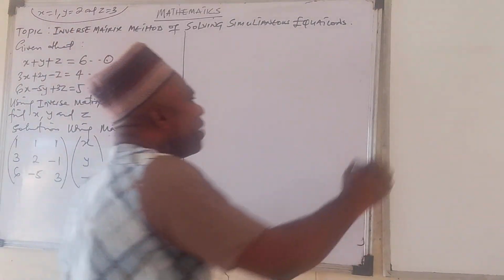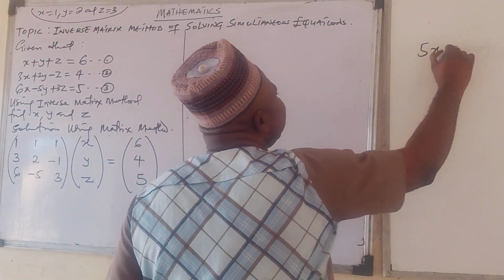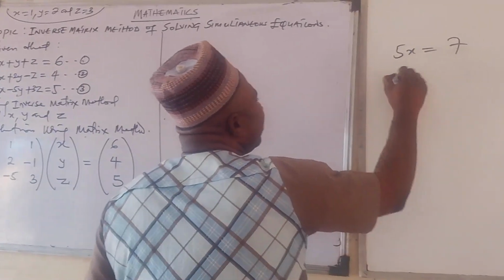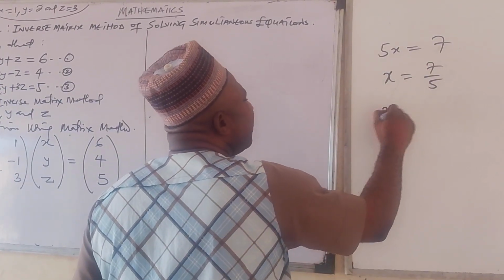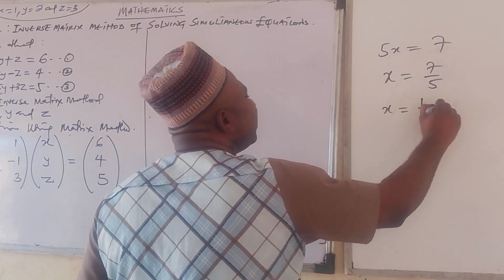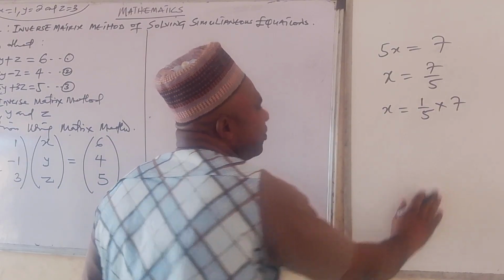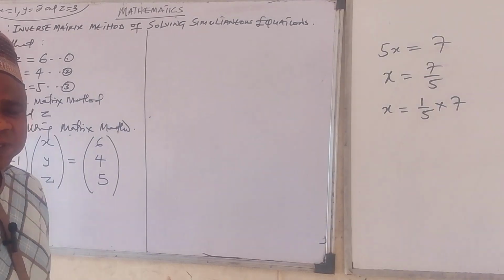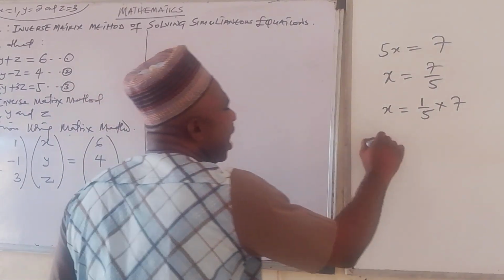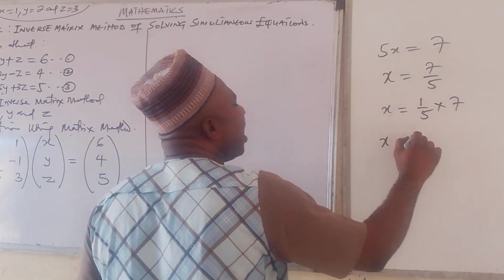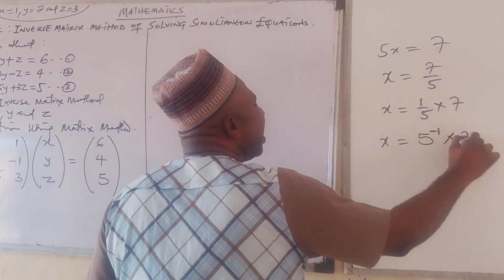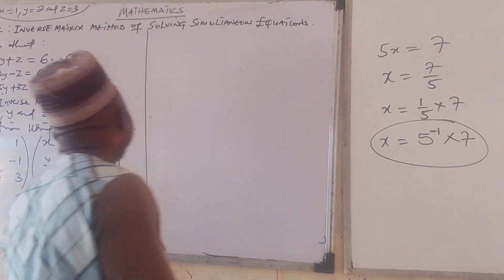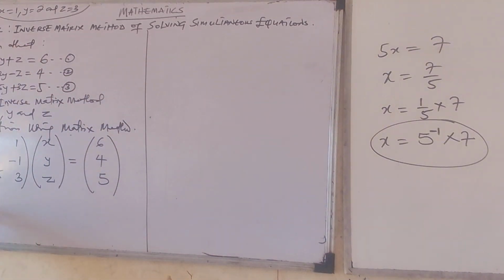For instance, if you have 5x is equal to 7, we know the value of our x here is the same as 7 over 5. And 7 over 5 is the same as saying 1 all over 5 times 7. And here, our x is the same as 1 over 5, which is 5 raised to the power of minus 1, then times 7. So it also applies to matrices.